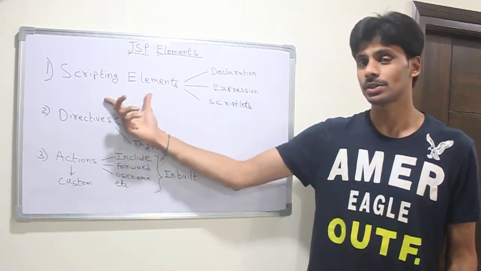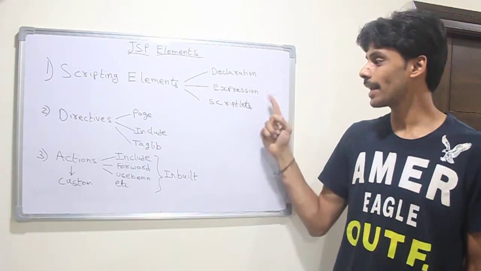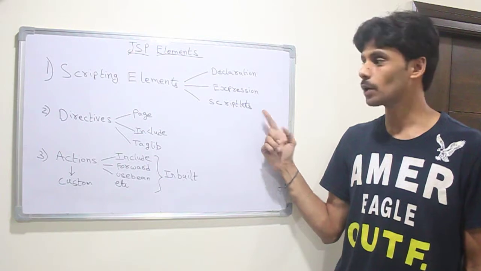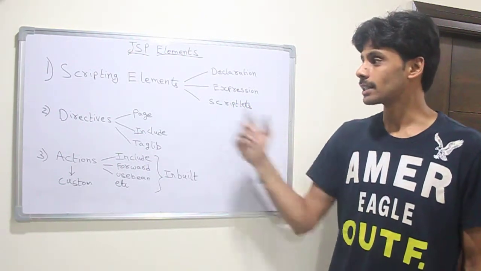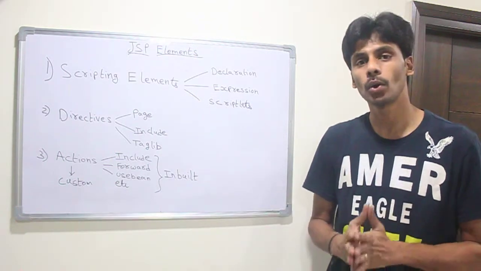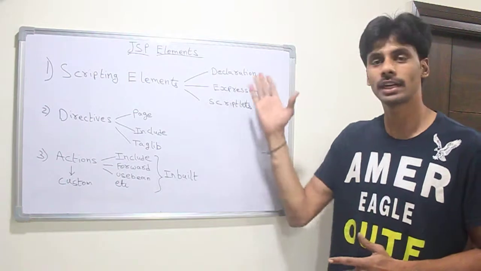The scripting elements, once again, come in threes, wherein we have declaration, expression, and scriptlets. We'll go through the details of each one of them in a separate video. The scripting elements allow you to embed code in the various parts of the JSP as required, and they have three different functions.